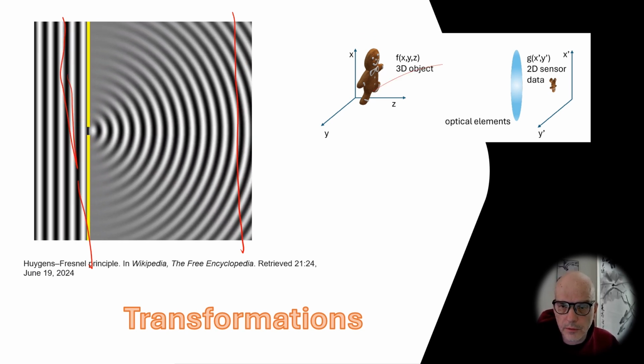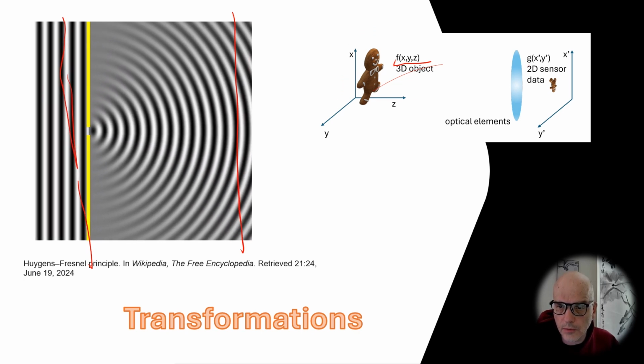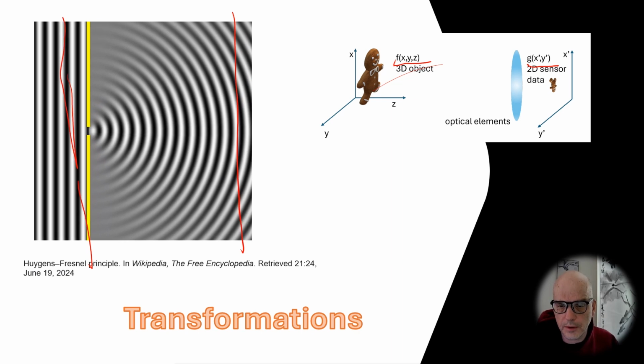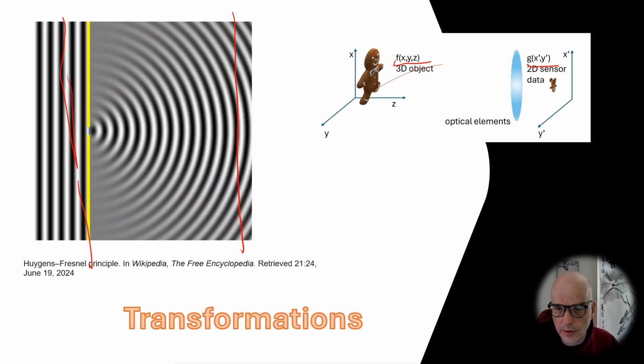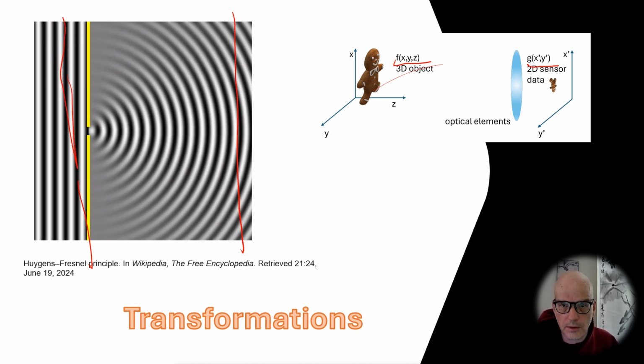On the right, we have a three-dimensional object described by distribution f of x, y, and z, and it transforms into a two-dimensional image g of x prime, y prime on the focal plane of a lens. This is a relationship between these. The relationship between these two distributions is a transformation that we'll model as we get into this text.